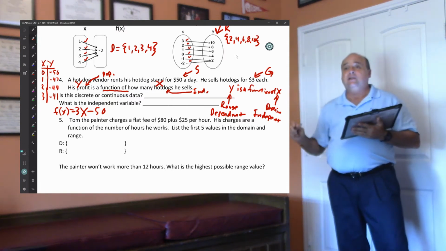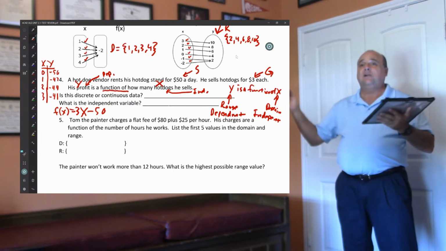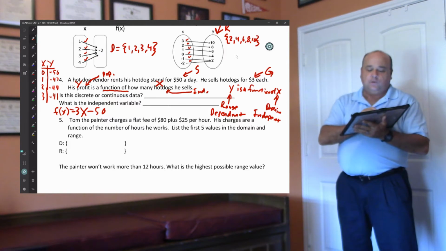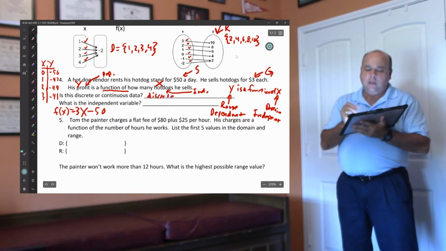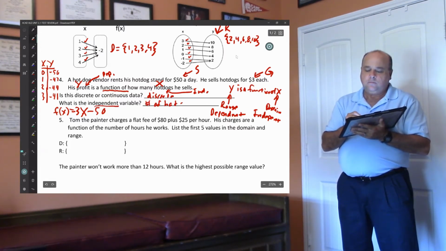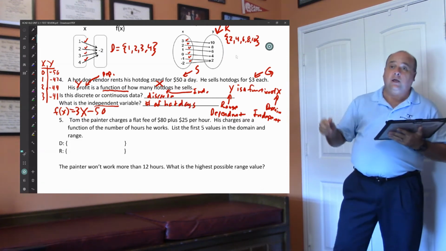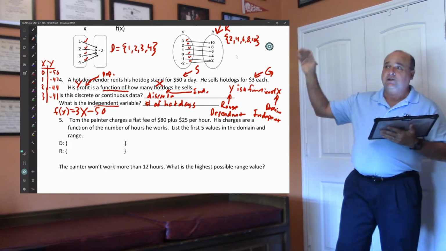This would not be continuous, would it? It would be a series of dots. Okay, he's never going to get like $1.50 because he's selling hot dogs for $3 each. So is this discrete or continuous? It's discrete. What's the independent variable? The independent variable is the number of hot dogs. The dependent variable would be the cost, okay? Y is a function of x.